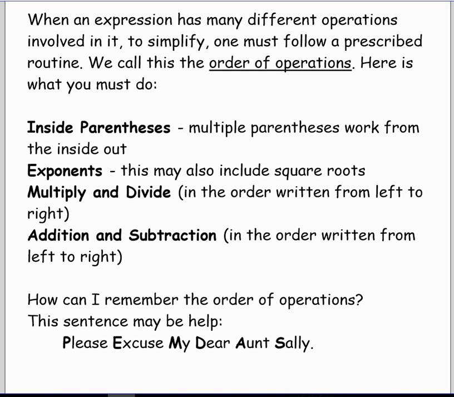Exponents. Exponents may also include square roots. Then we have to multiply and divide from left to right in order that they appear. Same thing then finally with addition and subtraction. And so you might remember hearing, please excuse my dear Aunt Sally, to remember parentheses, exponents, multiplication and division, and addition with subtraction. So let's look at some examples.